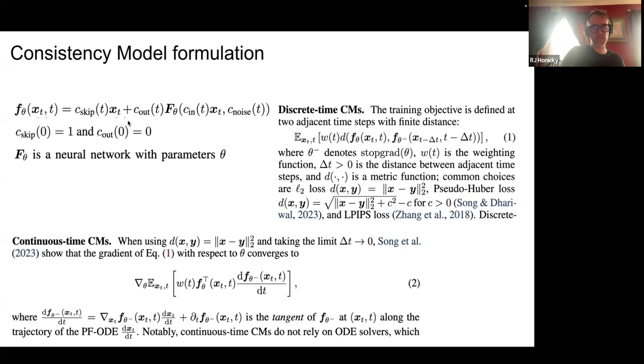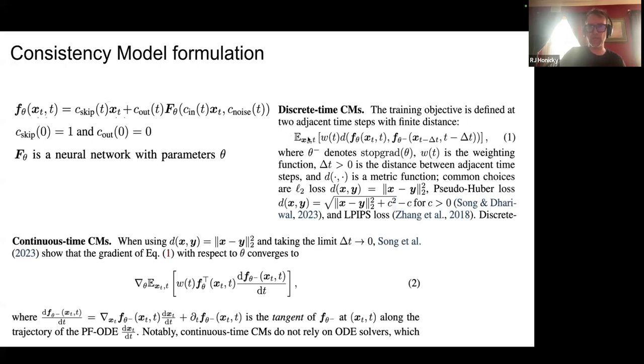And then the C skip and C out just trade off between each other in some way. As time gets later, you are giving more weight to the neural network. Okay. And then this, I don't think we need to go through in any detail.